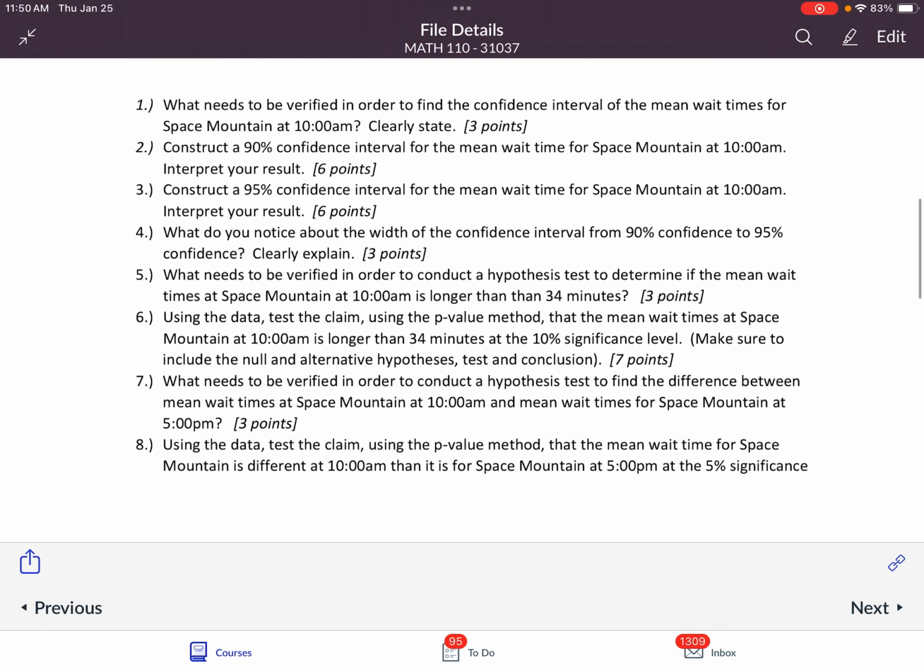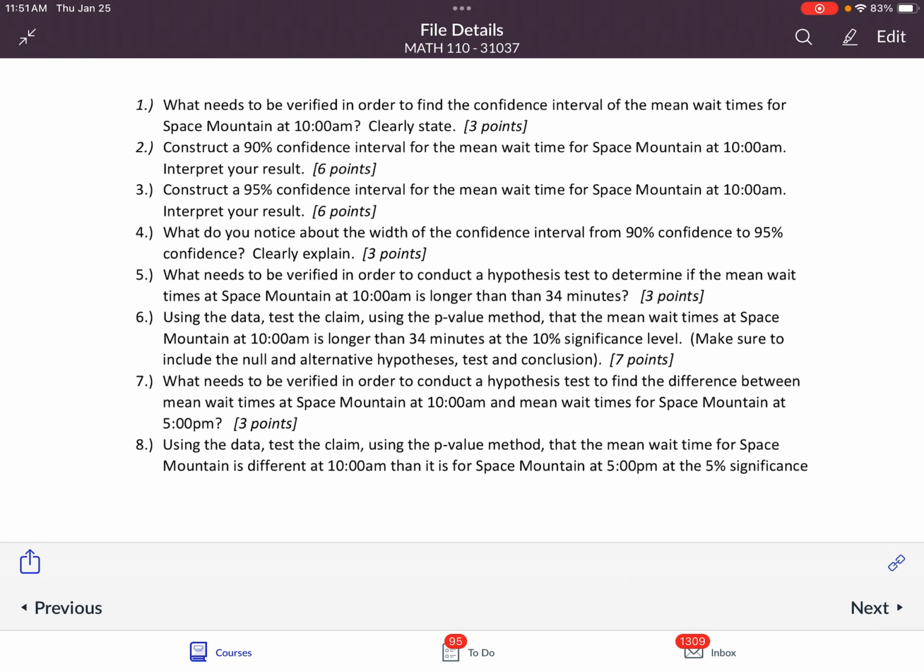So number 1 is asking us to verify in order to find a confidence interval for the mean wait time for Space Mountain at 10 a.m. Clearly state. So for this, it's worth 3 points. And so if you go to your chapter 7 notes, which are on confidence intervals, you'll notice that section 7.1 is talking about proportions. And for proportions, you can find what you need to verify at the bottom of page 3. Likewise, section 7.2 talks about means, and you can find what you need to verify at the bottom of page 6. Those verification things need to be met before we can actually find the confidence interval.